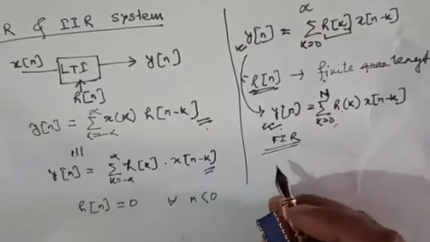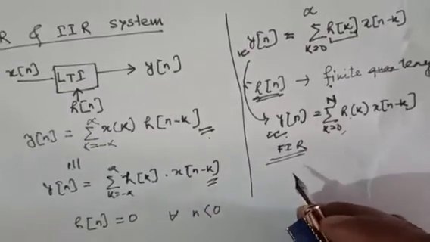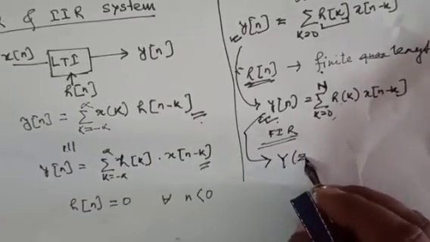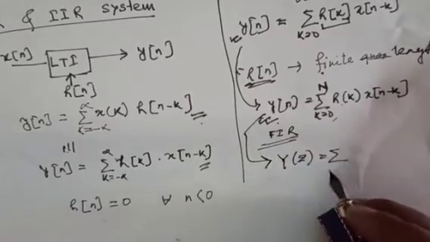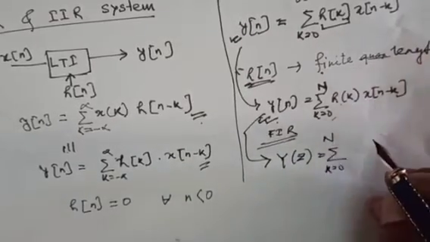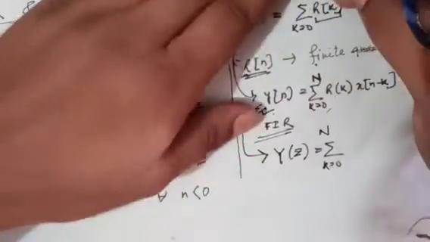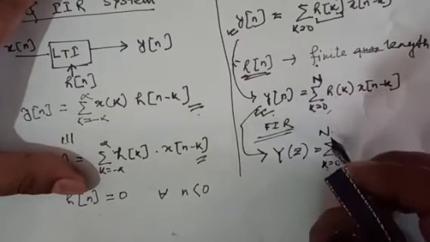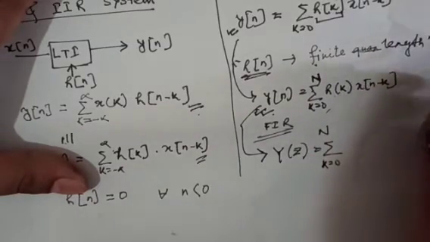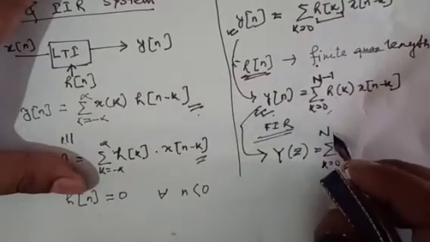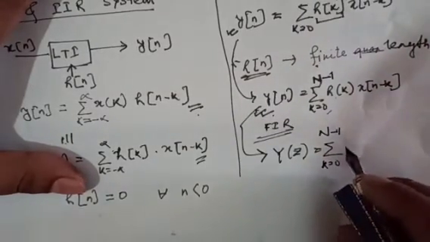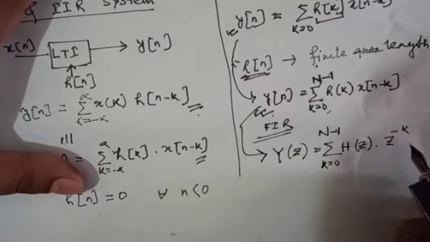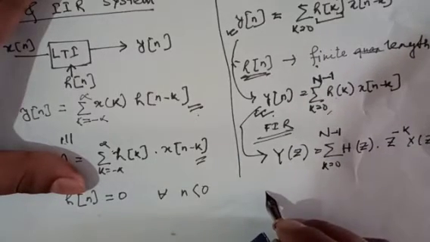Now if we take the Z transform on both sides of this equation, what will we get? Y of z is equal to the summation over k from 0 to N, or say N minus 1. If the length is N, then it will be 0 to N minus 1, so it will be h of k into z to the power minus k times X of z.